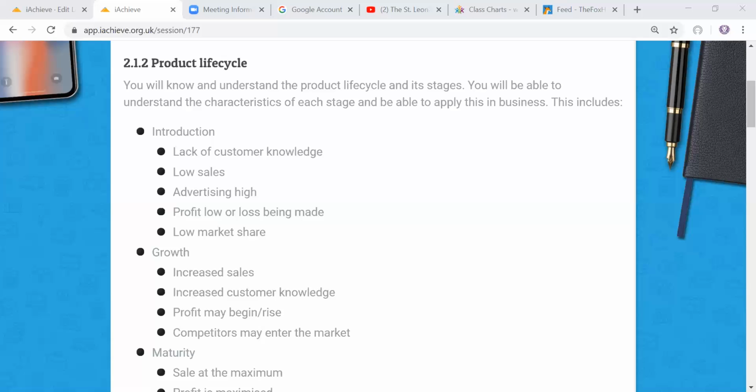Then we're asking you to define innovation. What does it mean to be an innovator? How do companies remain competitive? How do companies enter new markets? What do they need to do to enter new markets? And how do companies increase their market share? What do they need to do to increase their market share?